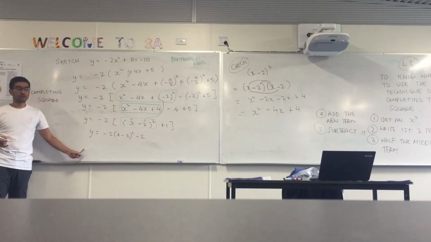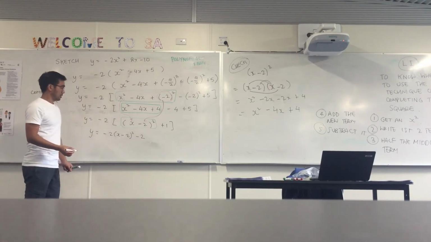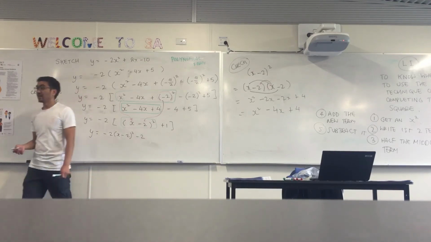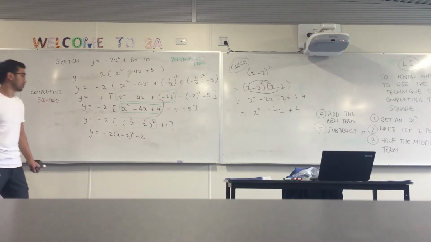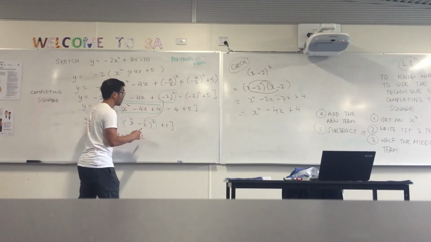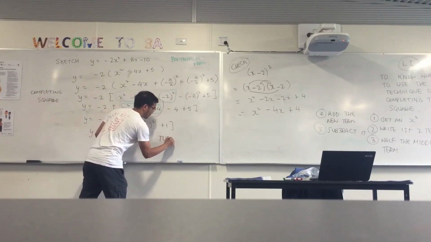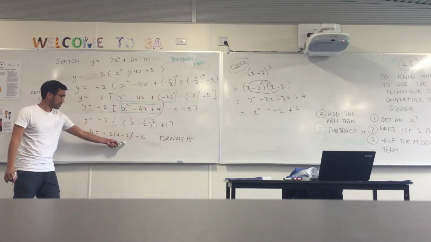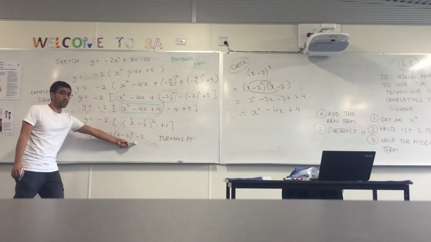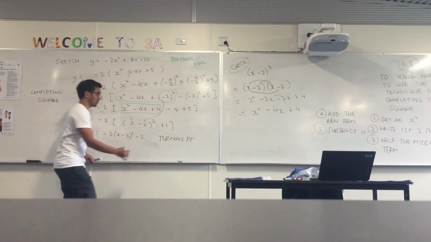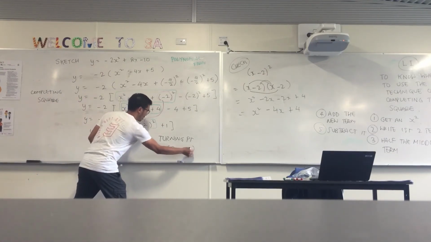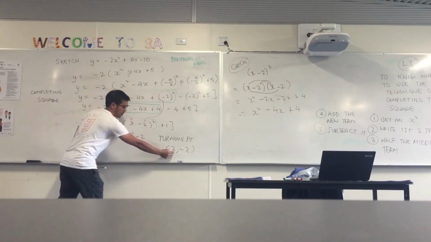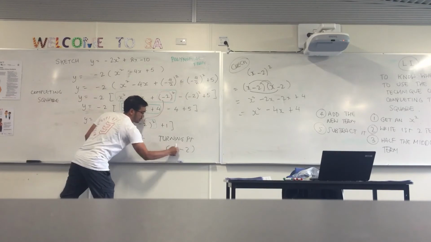It comes in the form of y equals a times x minus h plus k. What's that called? Turning point. Just by looking at it in this form here, what's the turning point? 2, -2. Remember, in the bracket, we think opposite. If it's a -2, it's a +2. This stays the same.